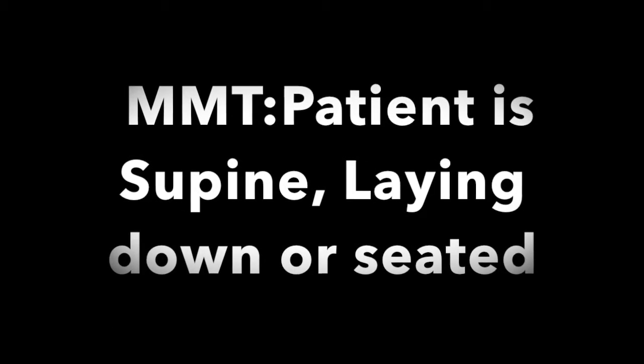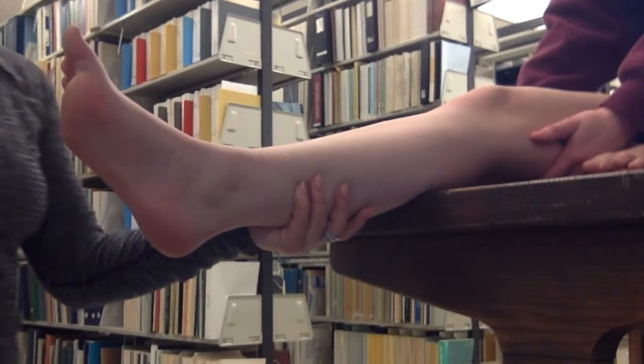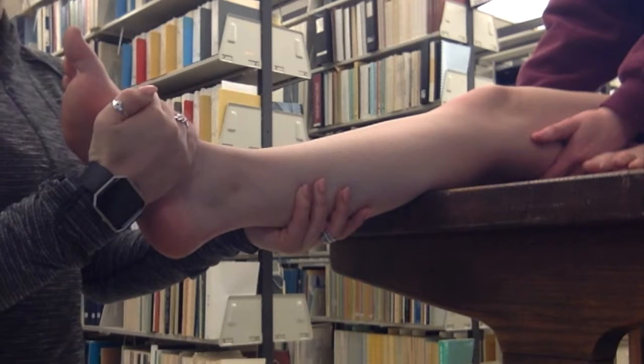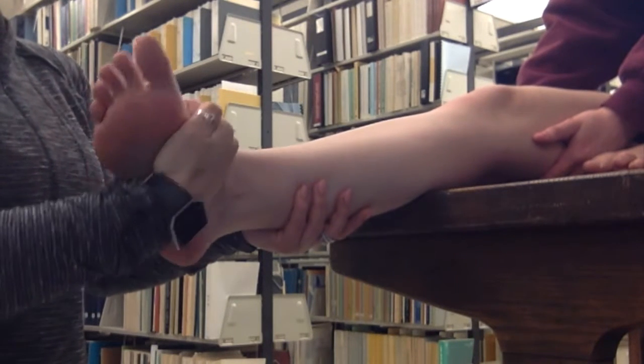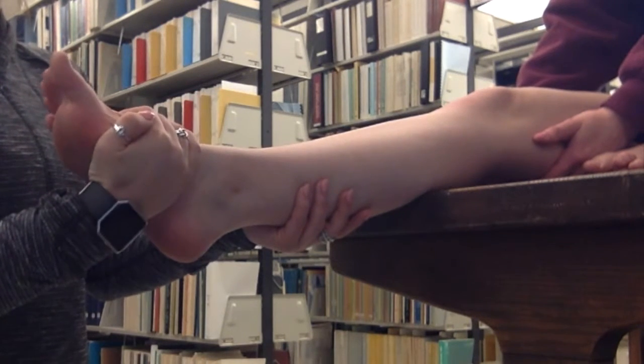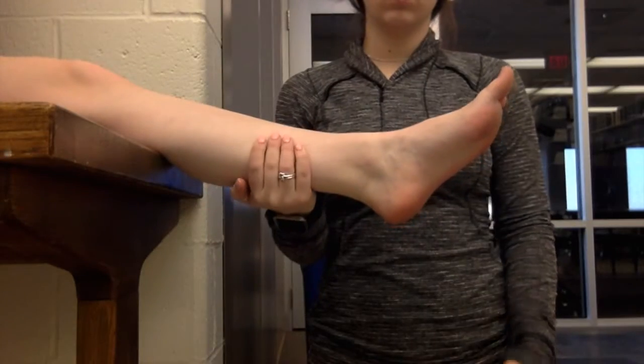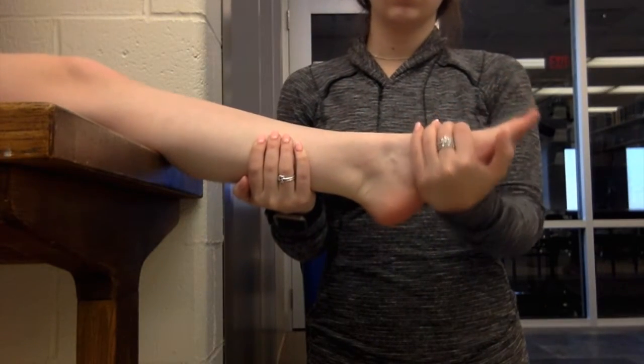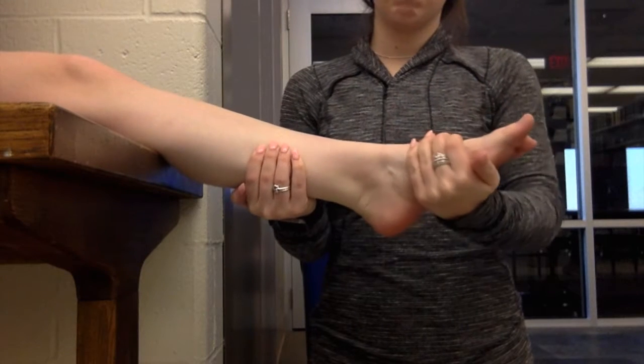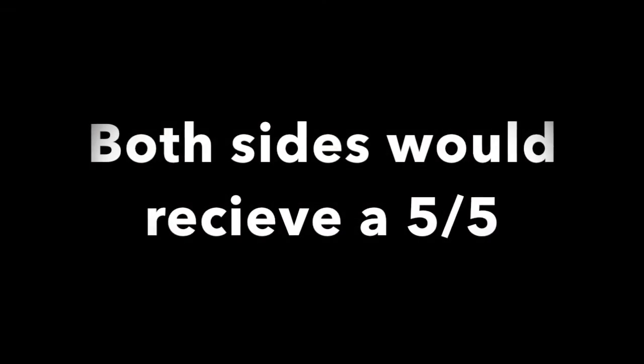When you manual muscle test the tibialis posterior, your patient is supine, laying down or seated. Your hands are going to be placed above and below the ankle joint and your patient is going to plantar flex and invert their foot. You are then going to test your patient on the other side of the leg and have them perform the same motion. I would give both these legs a 5 out of 5.